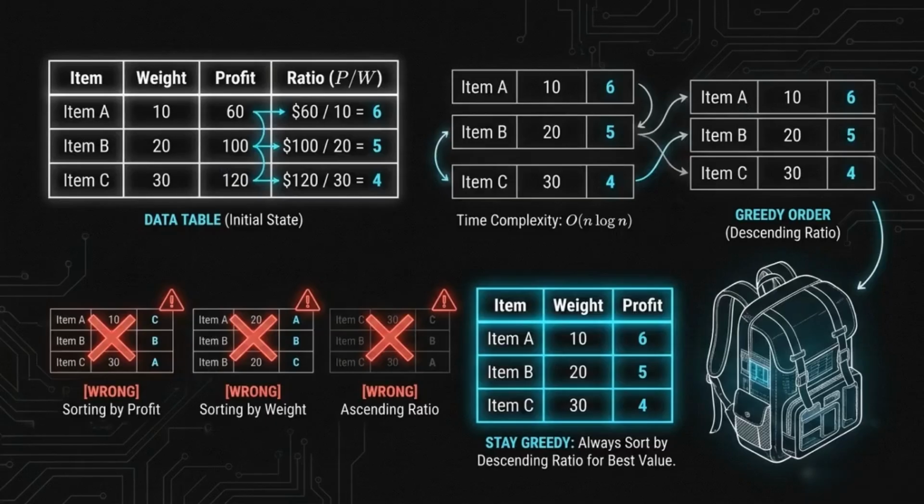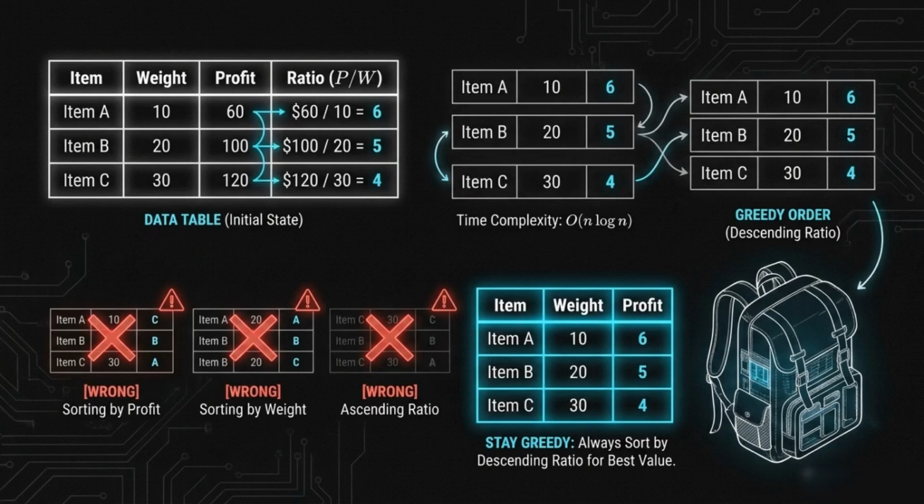To figure out which item is the most valuable per unit, we calculate the profit-to-weight ratio. By dividing the profit by the weight for each row, we see item A yields 6 per unit, B yields 5, and C yields 4. Next, the computer sorts the entire list based on these new ratios, placing the highest value at the top. In this case, the order aligns: A, then B, then C.